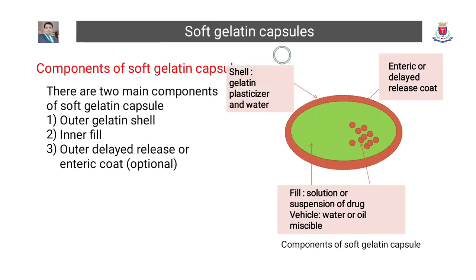The components of soft gelatin capsules are the outer gelatin shell and inner fill. These two are the main important components. However, one more component is possible, but that is optional. This component is the outer delayed release or enteric coat. Now in the figure you can see at the center a typical capsule is shown. The inner of this soft capsule is filled with suspension of drug.